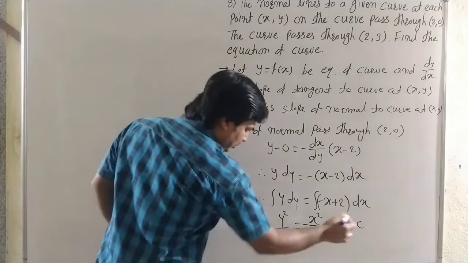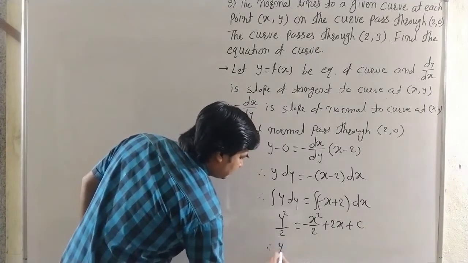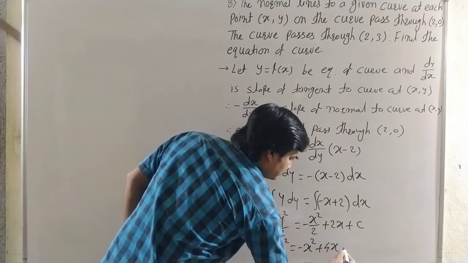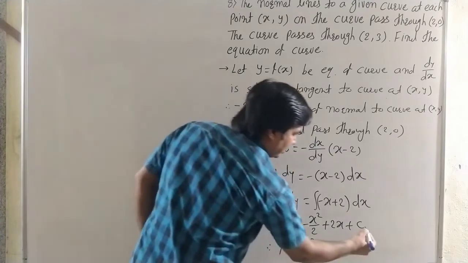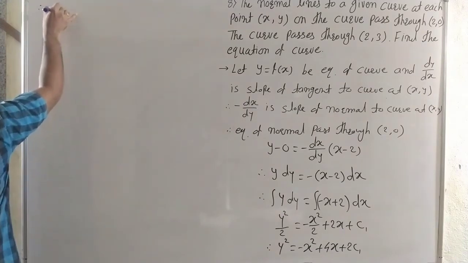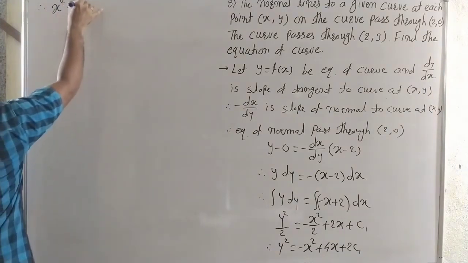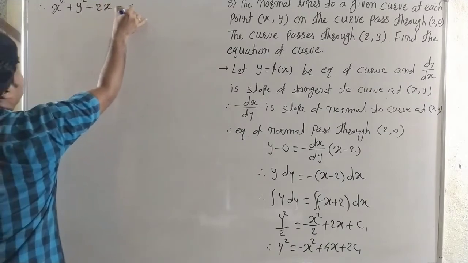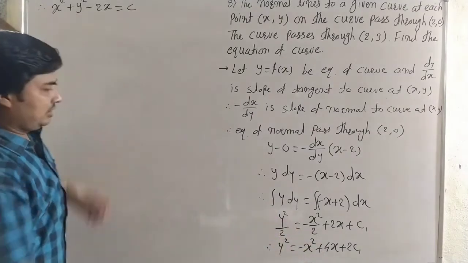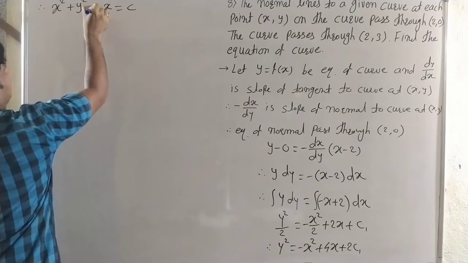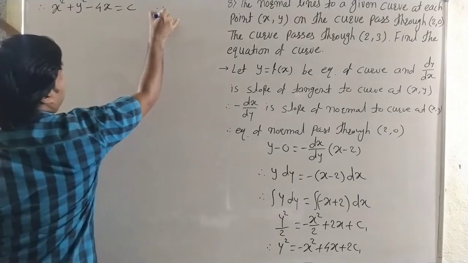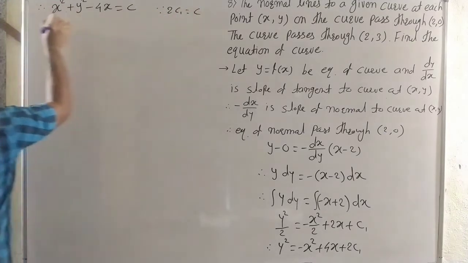Now here we multiply throughout by 2, therefore we get y square is equal to minus x square plus 4x plus 2c. Here we take this constant 2c1 as c, and therefore x square plus y square minus 4x is equal to c. Now this is the general solution.